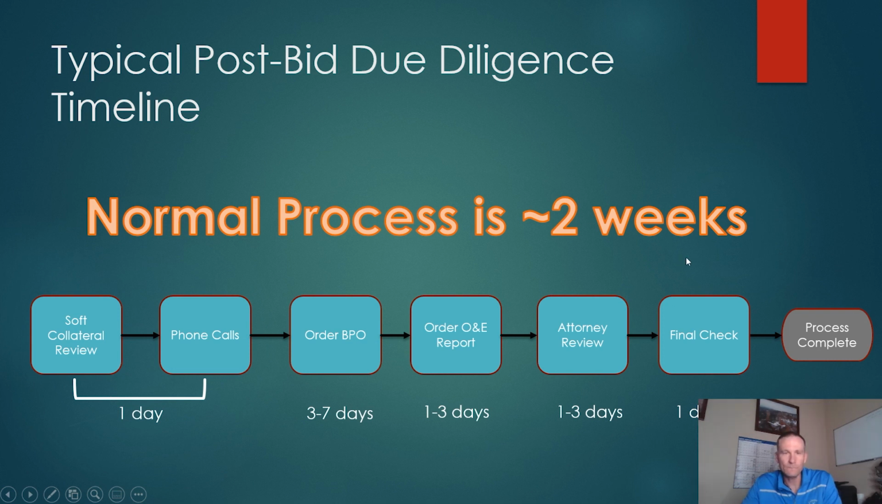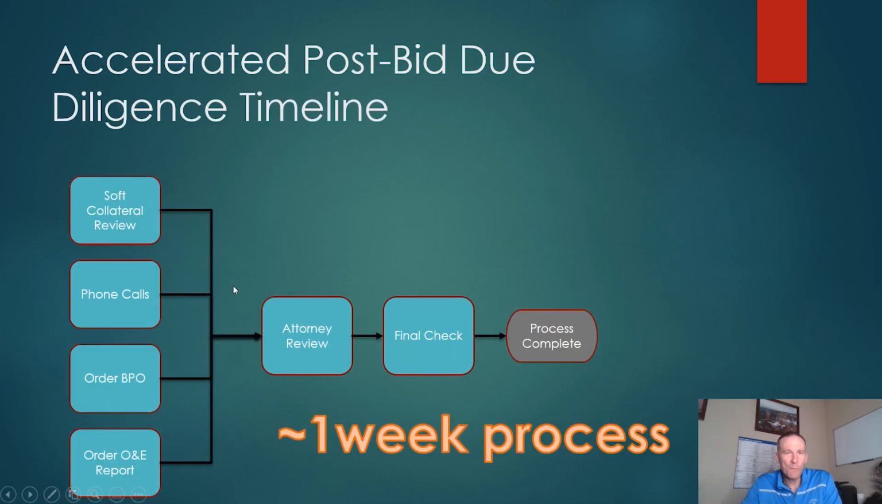So, there's some give or take in each of these steps, but usually this maps out to about 2 weeks overall. If I'm going to accelerate the process or it's a seller that I trust, I'm just going to order the BPO and the O&E right away. I can start on my soft collateral review and phone calls. Still need to wait for the O&E to do the attorney review. And this I can end up doing in about a week typically.